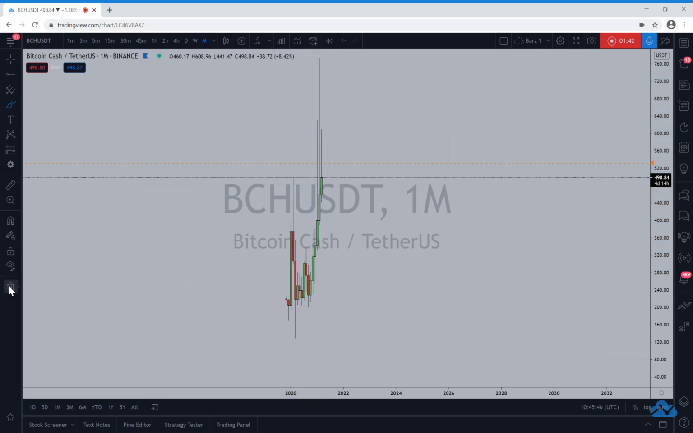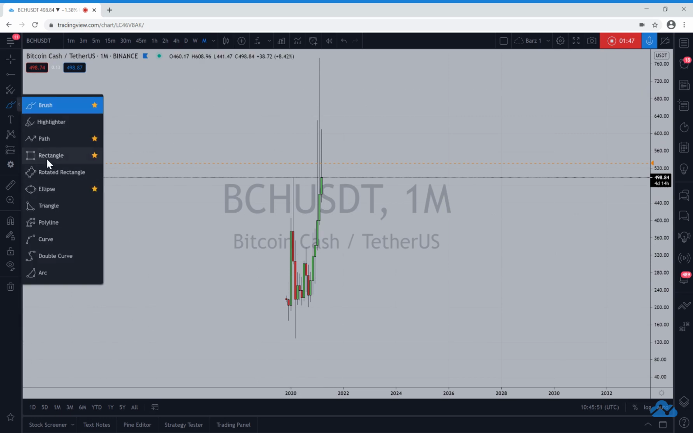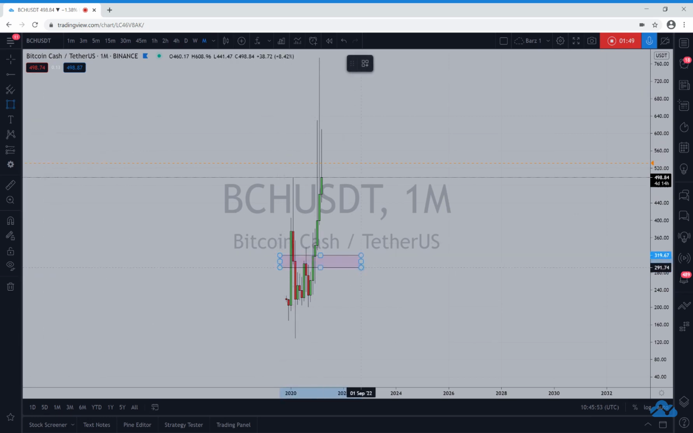So now we're not yet getting our retracement, but it's good to know that we have a level that we're going to be interested in the future.